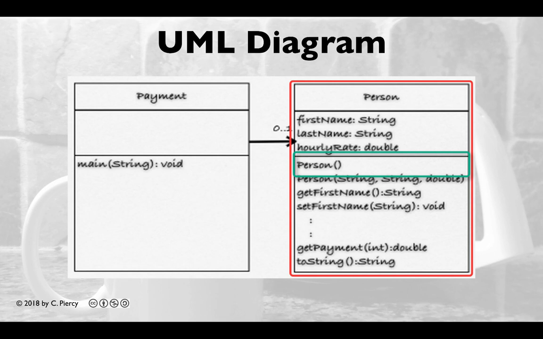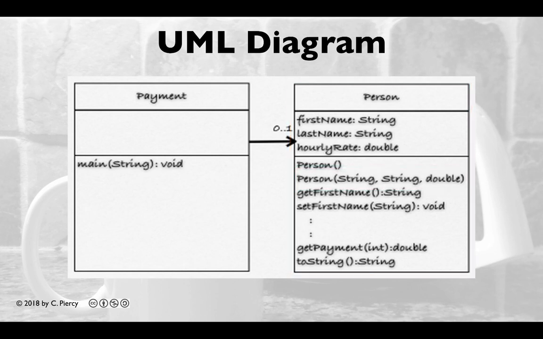The first one will be our default constructor, which we'll use to initialize our field variables to some arbitrary default values. The second one will allow someone who uses the class to actually enter in variables for the first name, last name, and hourly rate as soon as they begin creating an object of the person class.